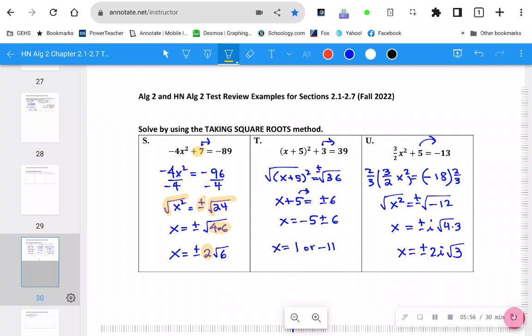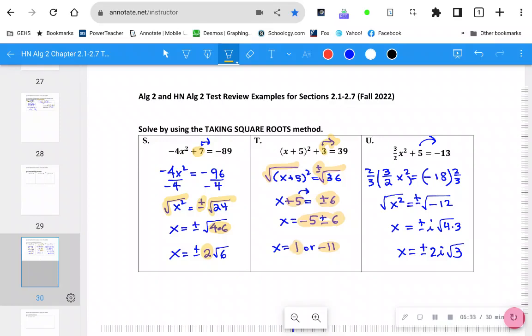Okay, example T, subtract 3 off both sides. That's where the 36 comes from. Then you square root both sides. Once again, when you do that, you have to remember that plus and minus sign. The square root of 36 is 6, so we get positive 6 and negative 6. Take your 5 over the other side. And first you add 6 to get 11. Sorry, negative 6 plus 6 gives 1. And then you subtract 6 to get negative 11. So there's your two answers.